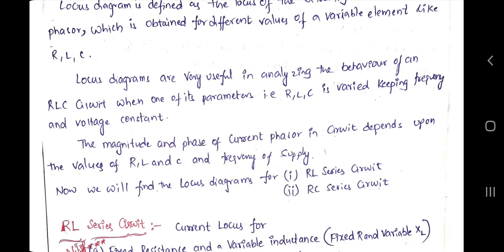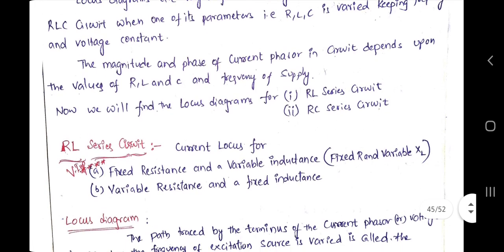frequency of supply. Now we will find the locus diagrams for the RL series circuit and the RC series circuit. First we need to find the RL series circuit current locus, for which there are two cases: the fixed resistance with variable inductance, and the second case, the variable resistance with fixed inductance. That means in one case the resistance is fixed and the inductance is varied, and the other case is vice versa.